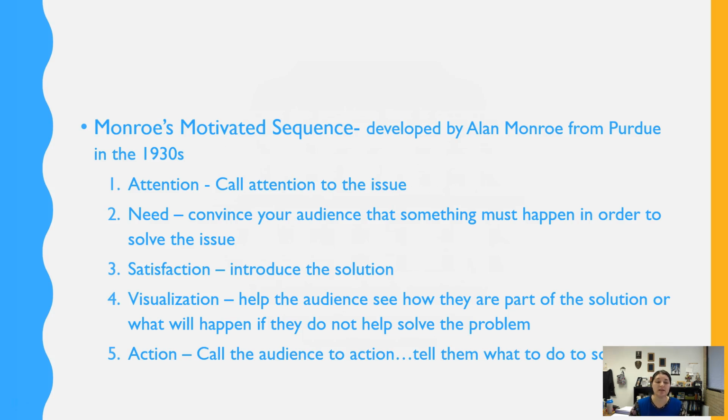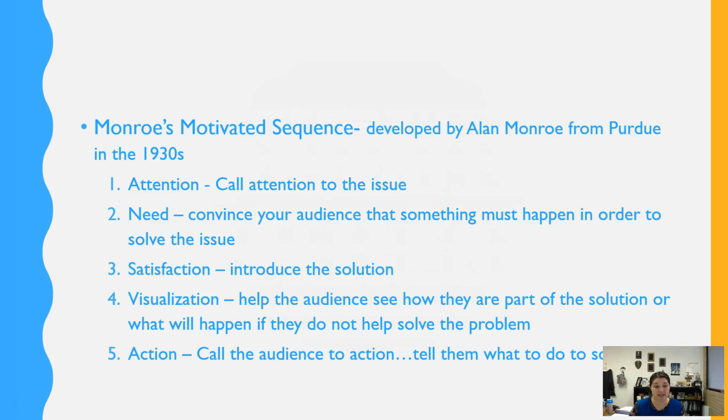Number 2, you tell us there's a need. You say, hey, look, audience, there is a need. I don't know if you knew about it, but this is what we have. So you convince your audience that something must happen in order to solve the issue at hand. Number 3 is satisfaction. You introduce the solution. So you show them how you can satisfy the problem with your solution. So that's why it's called satisfaction.